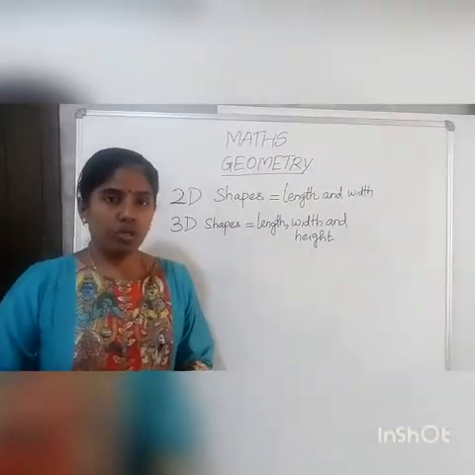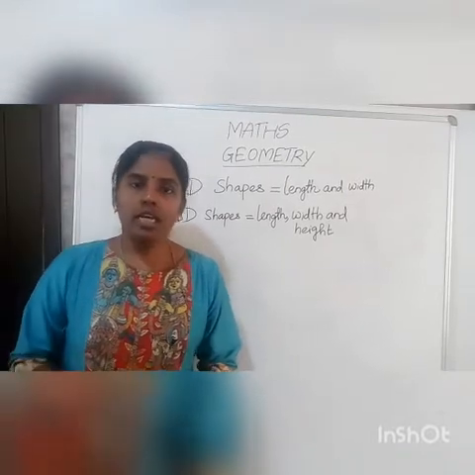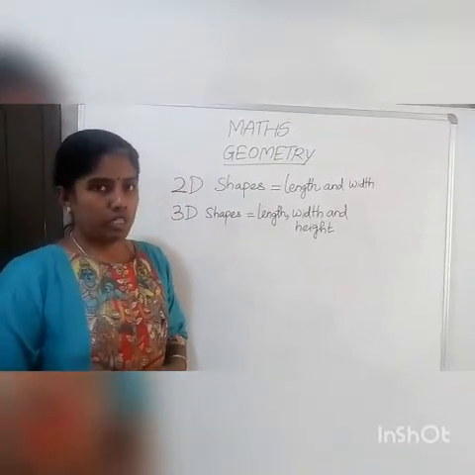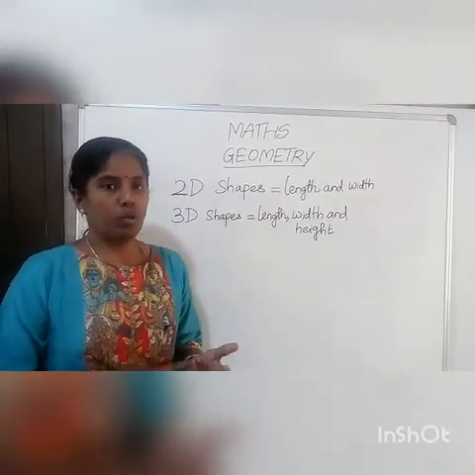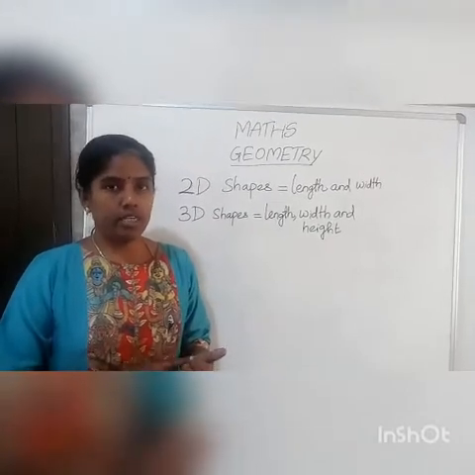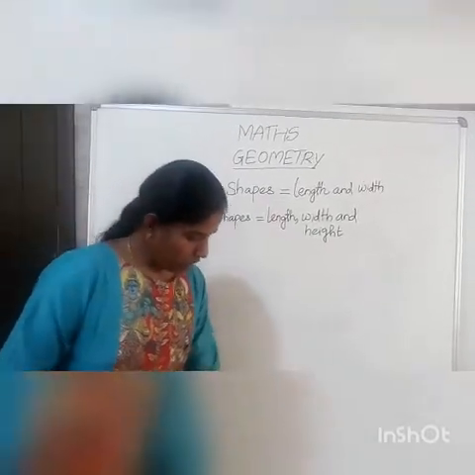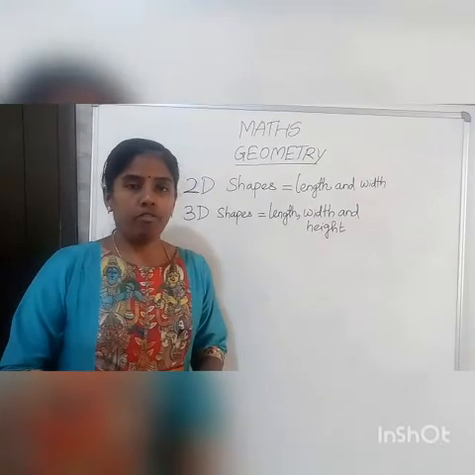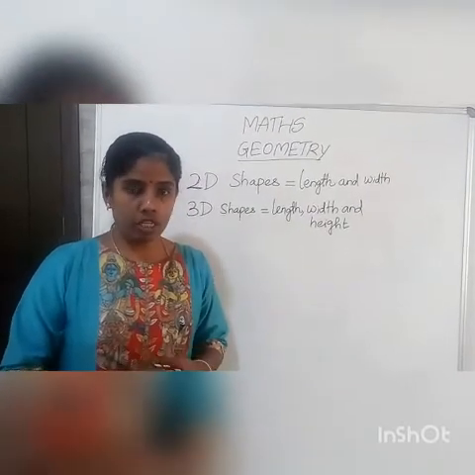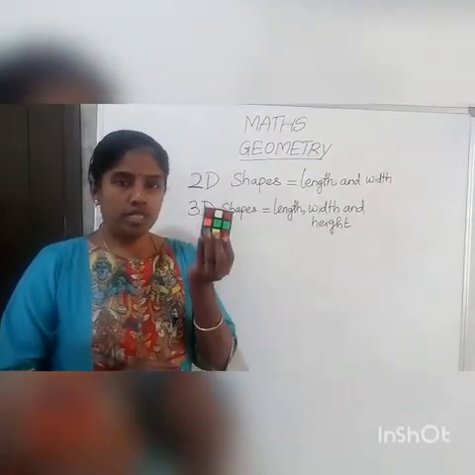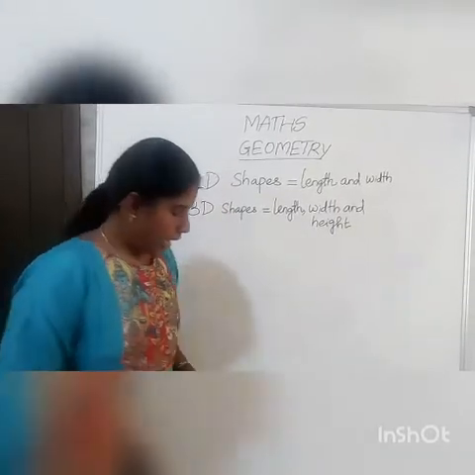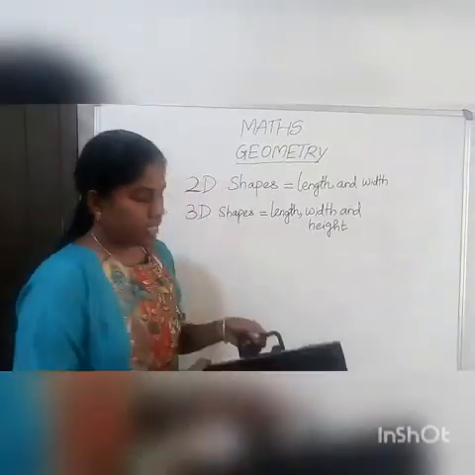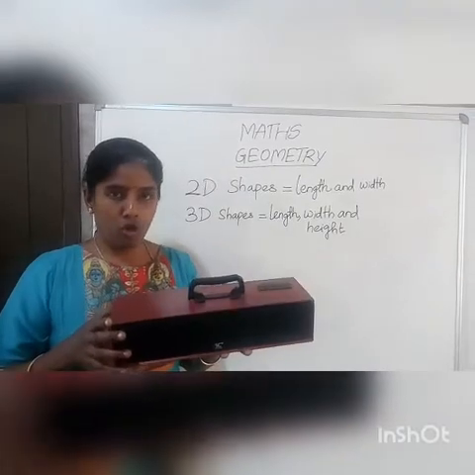Now let us move on to the 3D shapes that we learned. The 3D shapes that we learned in this chapter were cube, cuboid, sphere, cylinder and cone. Let me show you an example for all the shapes that we learned. So this is the shape of a cube and this is an example for a cuboid.